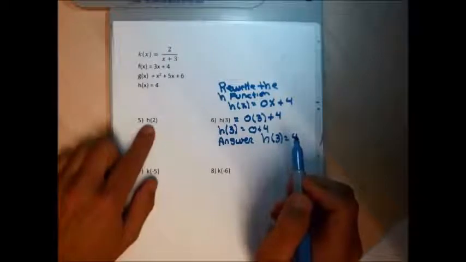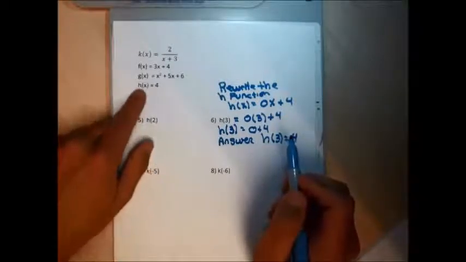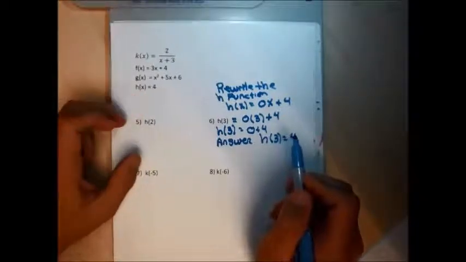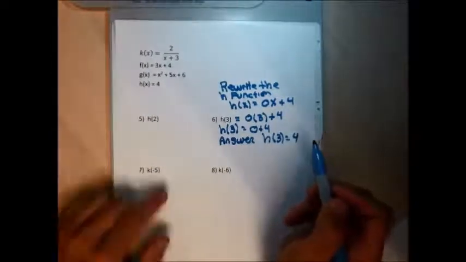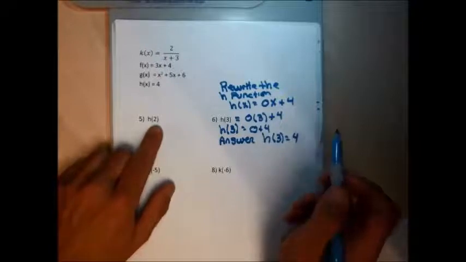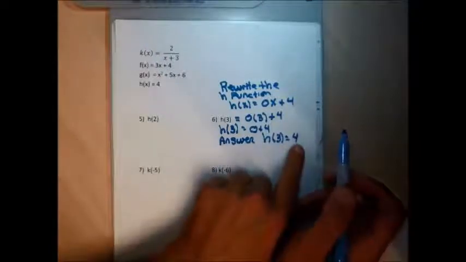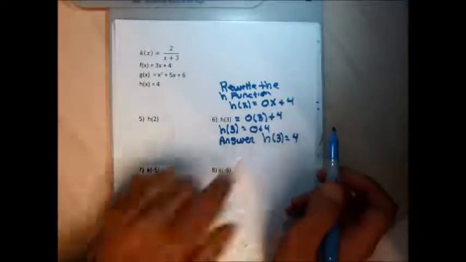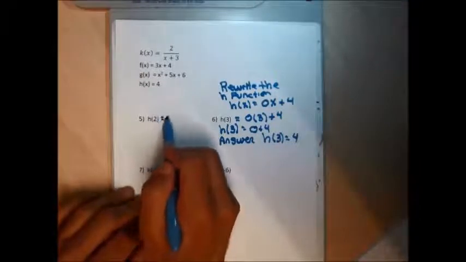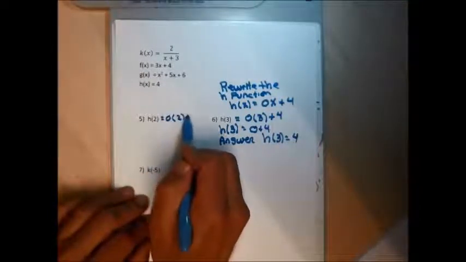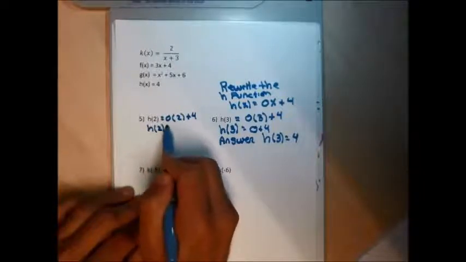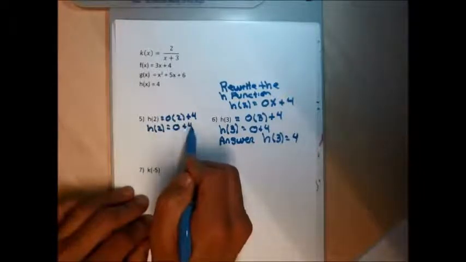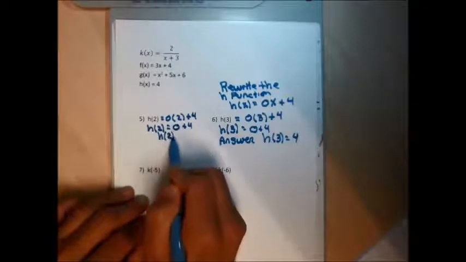It's not necessary. When you have a constant function, the answer to that function evaluated at any number is going to be 4. If I did your problem 5, I could just say the answer is h of 2 equals 4, or I could use my reimagined function and say this is 0 times 2 plus 4, so h of 2 equals 0 plus 4, and h of 2 equals 4 for an answer.